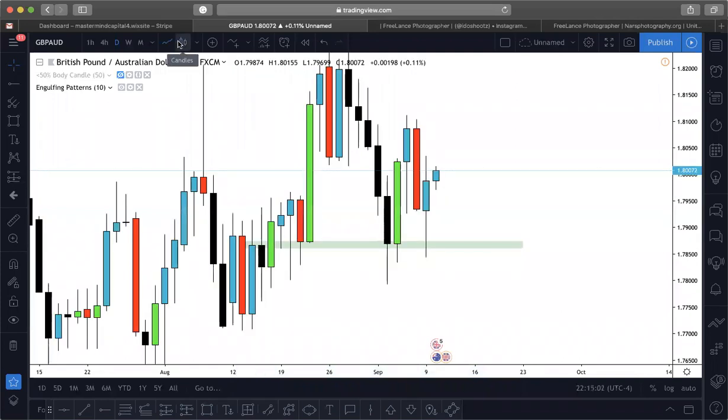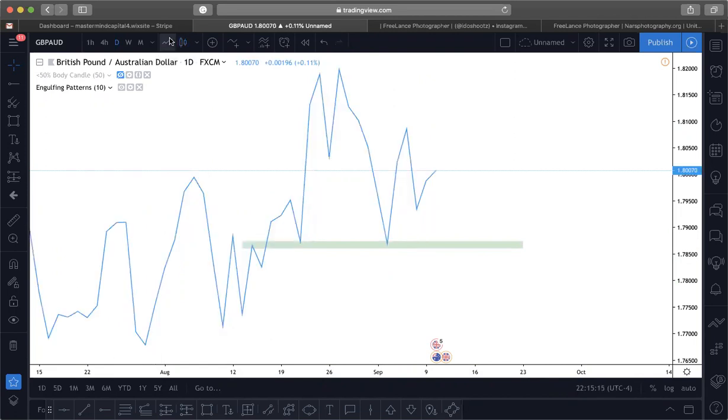Now, if you're on the candlestick chart, you won't really see that. That's a support and resistance level hidden in plain sight. If you're on the candlestick chart, you won't see that. If you go on the line chart and you see the true movement of the market, you would see it, right?